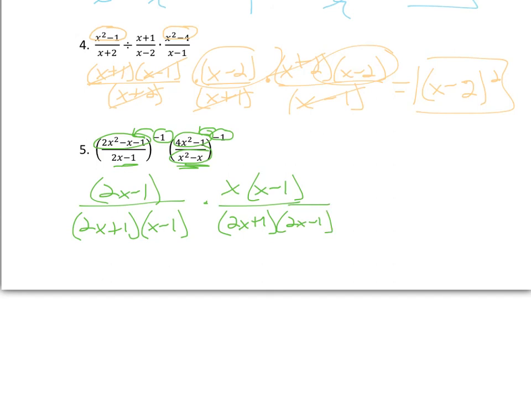Perfect, and we got all kinds of stuff here that we could try to cancel. So the x minus 1's cancel, the 2x minus 1's cancel, and so we're left with just x on top, and on the bottom we've got 2 of the 2x plus 1's. So it's 2x plus 1 squared. That's all.